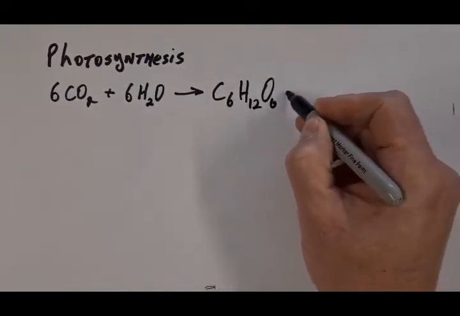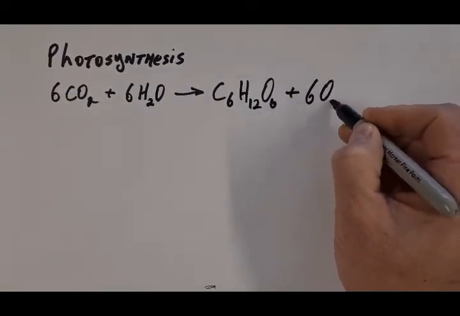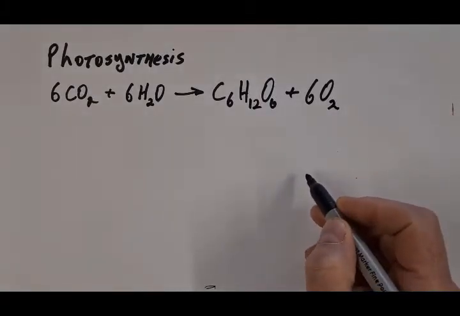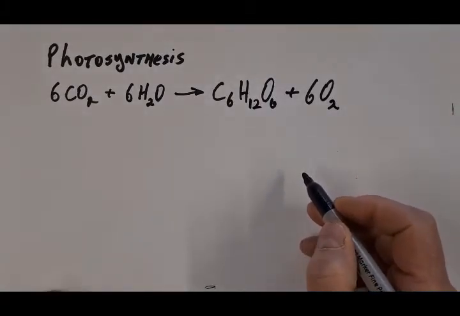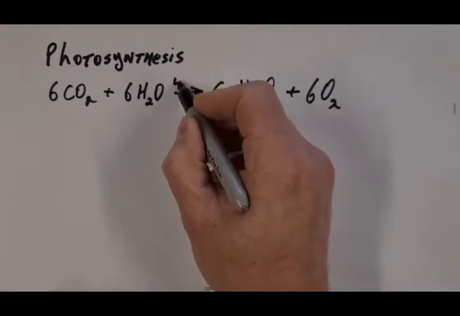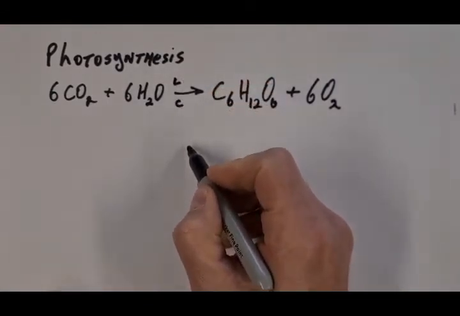C6H12O6. And we have 6 waste molecules of oxygen. See, that's a terribly important chemical formula to remember. This won't happen unless we have light and chlorophyll present.